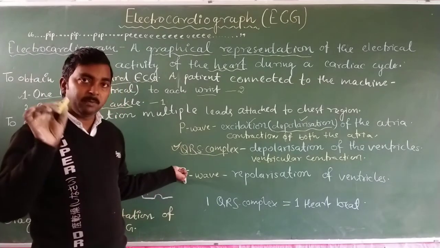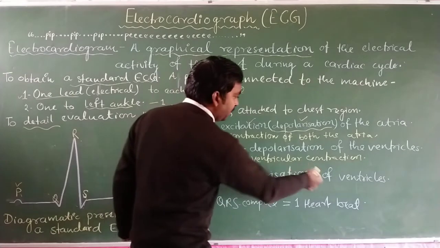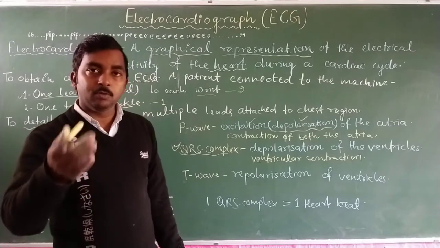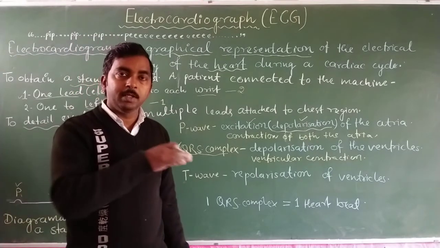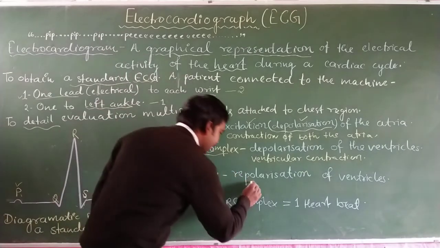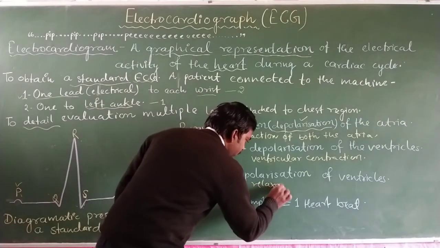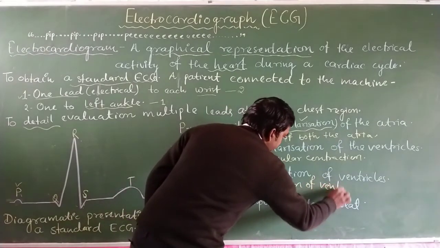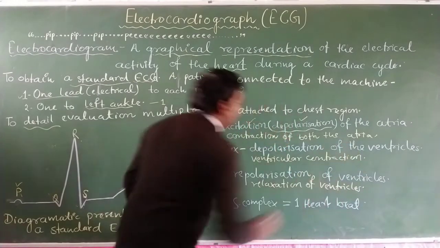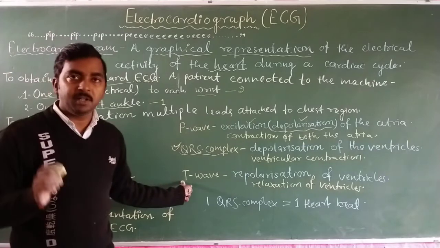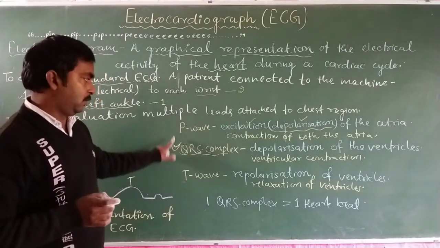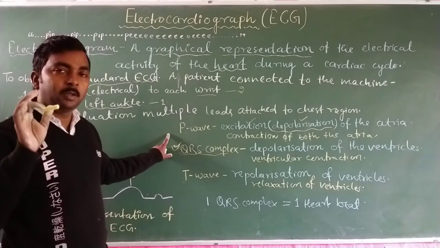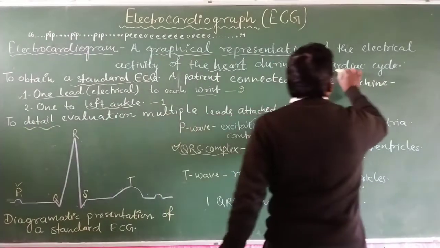Now the last one is the T wave. The T wave is responsible for repolarization of the ventricles. It means after contraction, the ventricles also get back to their original condition, that is, the relaxation of the ventricles, which is represented by the T wave. So these 3 groups of waves together represent a complete cardiac cycle.